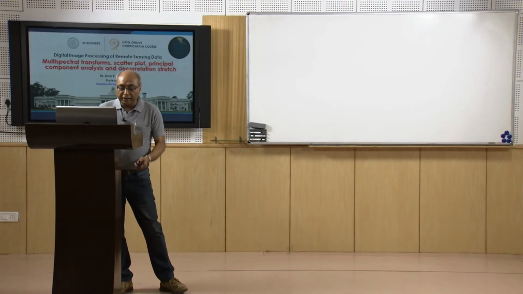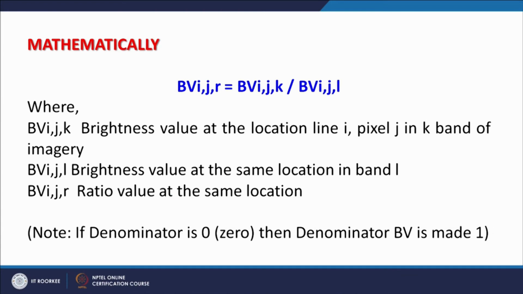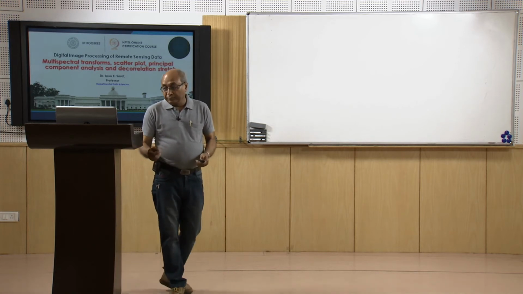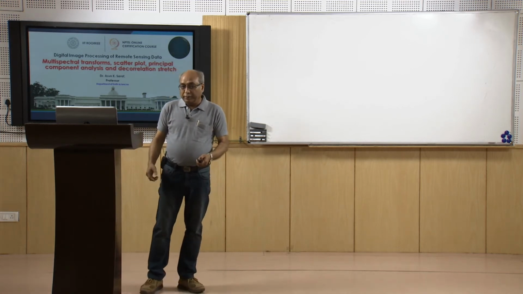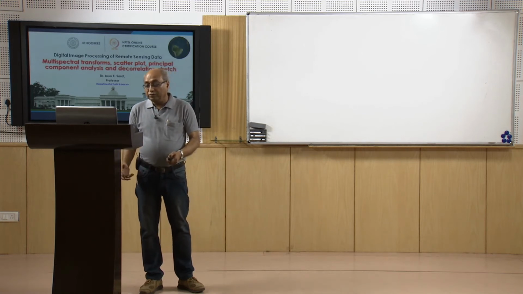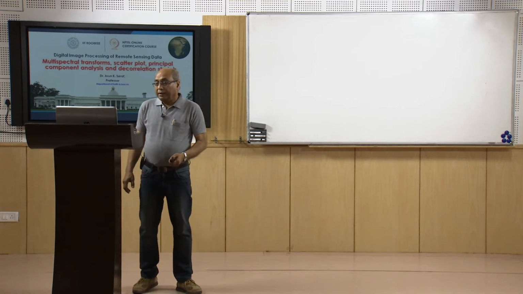The corresponding pixel will be divided. This one has to remember: the ratio value at the same location, that is in the output image, and if the denominator is 0, then the denominator BV is made 1, because there might be a situation when the band l, that means maybe band 2, when we create the ratio, the value becomes infinite, so we rescale it to 1. And what are the applications of ratio?